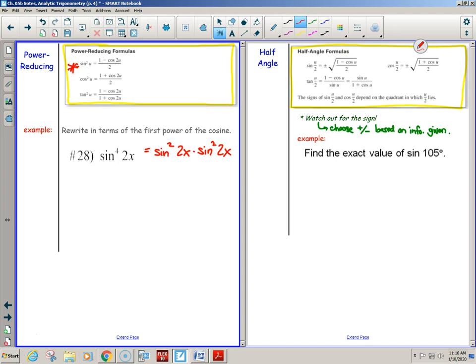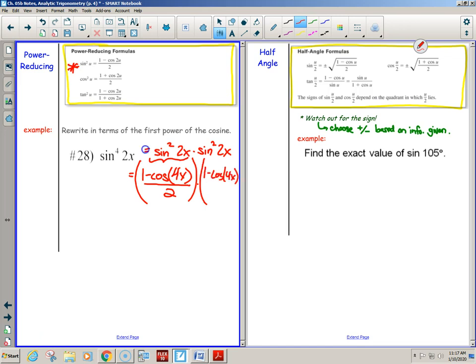To plug in for sine squared of u, I'm allowed to do 1 minus cosine of 2u. But that's not going to be 2x. It's going to be doubling what I have, which is 4x. Do you see how the formula actually works? That's because it's sine to the fourth, right? Nope. Sadly, that's just this little sine squared piece. And I'm going to have to do it again to get the other sine squared piece.